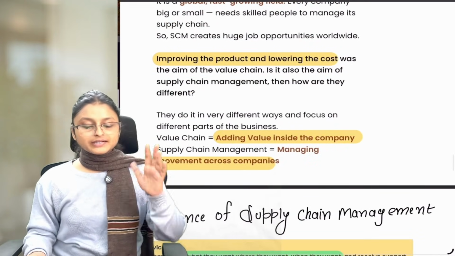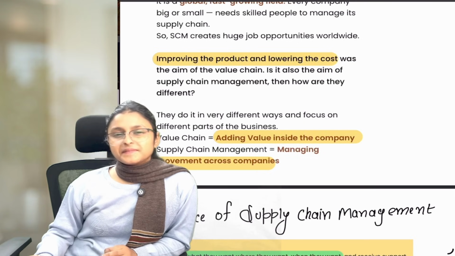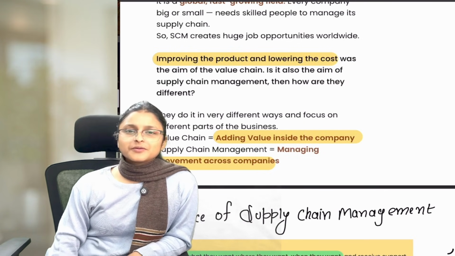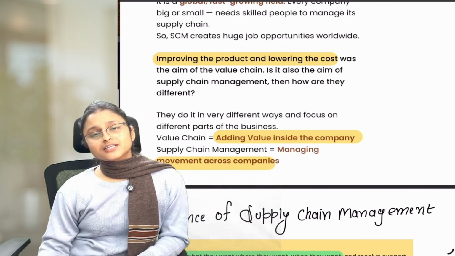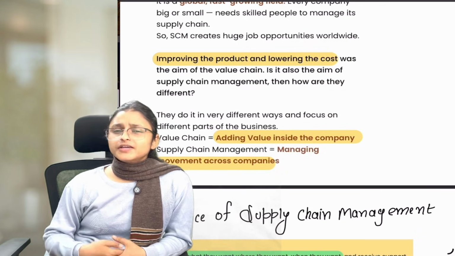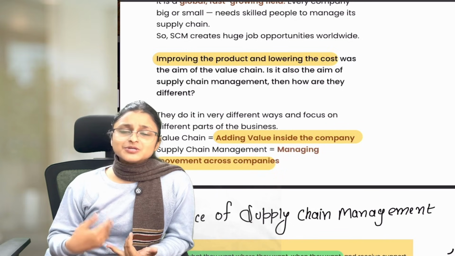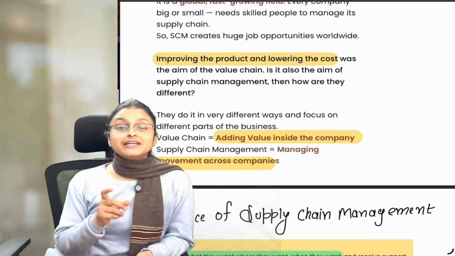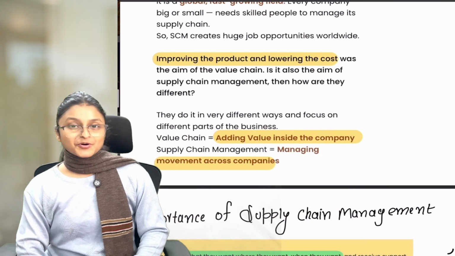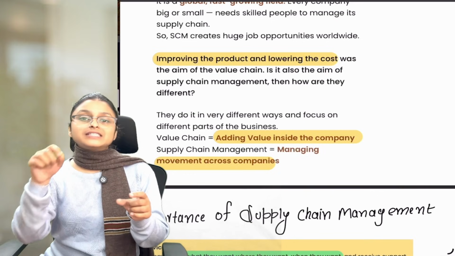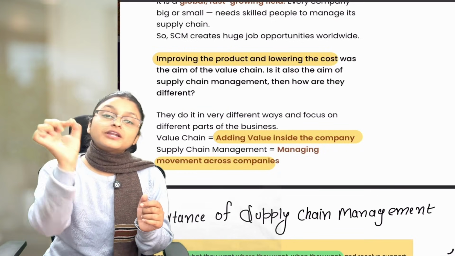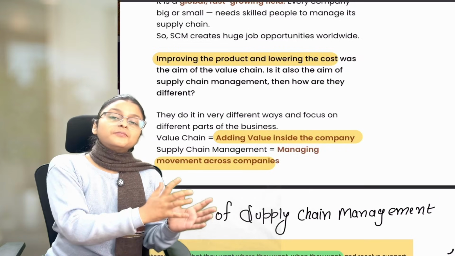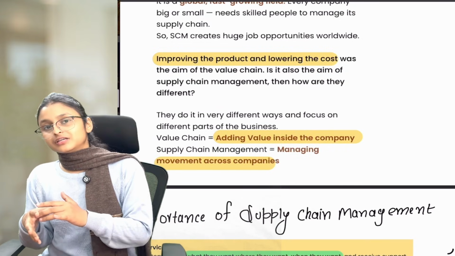Now, improving the product and lowering the cost was the aim of the value chain also. Think about it. In value chain also, we were focusing on improving the product, adding more value, reducing cost. In supply chain also, we are focusing on providing the products better, cheaper and faster. If both of them are focusing on the same thing, then why are we reading two different things here? Because value chain does the same thing by adding value on every activity, and supply chain does the same thing by moving the product from the supplier to the consumer.